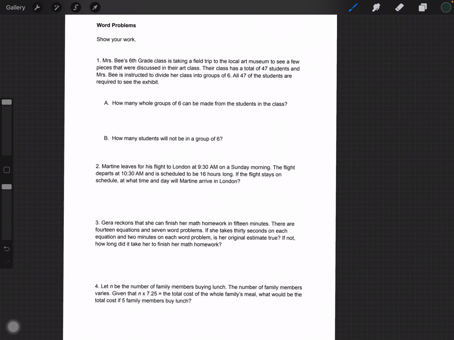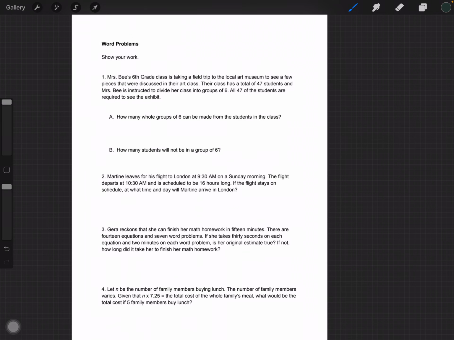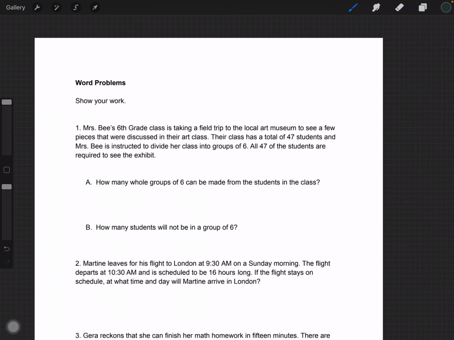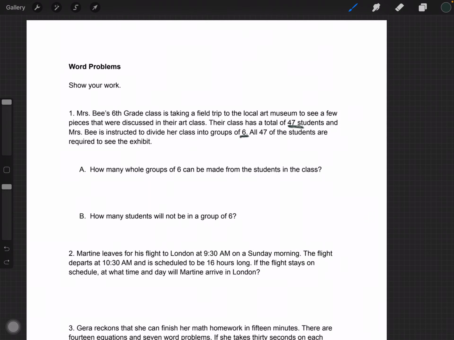And then the last page are some word problems. I think I'm going to do 2 of them. So number 1 says Mrs. B's 6th grade class is taking a field trip to the local art museum to see a few pieces that were discussed in their art class. The class has a total of 47 students, and Mrs. B is instructed to divide her class into groups of 6, and all 47 of the students are required to see it. So how many whole groups of 6 can be made from the students in the class? 47 divided by 6, we know, is equal to 7 remainder 5. So 7 whole groups can be made.